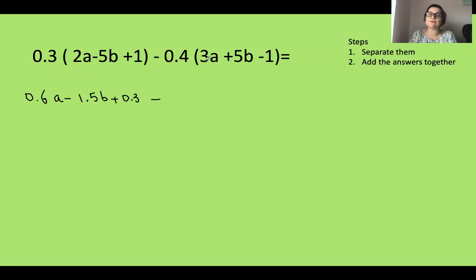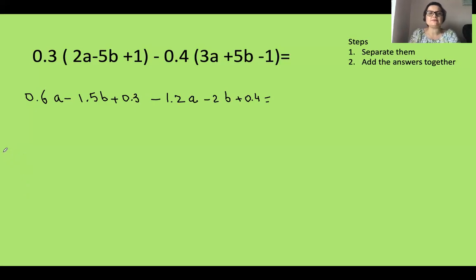Minus now 0.4 times 3a. This one becomes -1.2a. Minus 0.4 times +5b becomes -2b. And then minus 0.4 times minus 1 becomes plus 0.4. So this is the method of holding every single term in one solution.